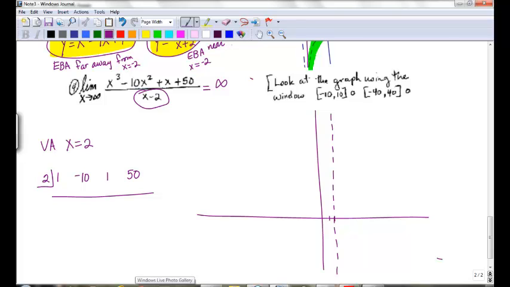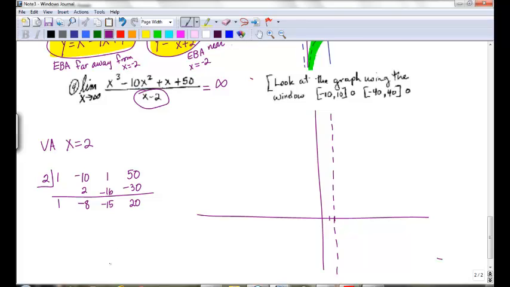That's our vertical asymptote. Okay, so add going down, multiply, add going down, multiply, add going down, and then multiply. So we should get a remainder of 20.